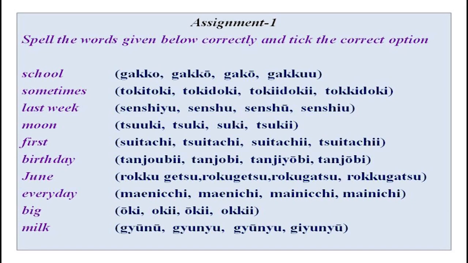Of course, now it's your part. You have to do all the assignments now. It's not very difficult. Some words are given, then the readings in Japanese are given. There is only one correct reading. You have to tick the correct reading. For school, so many are given, which is the correct one. So, try doing that.